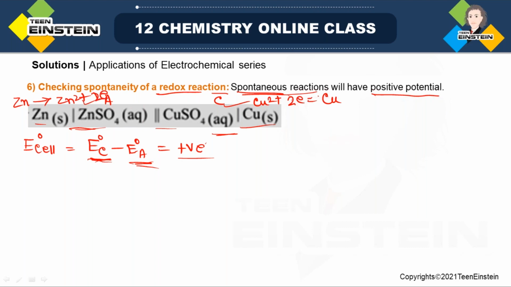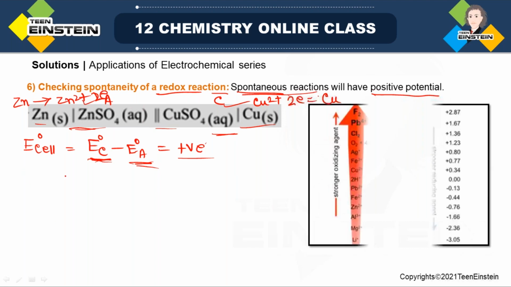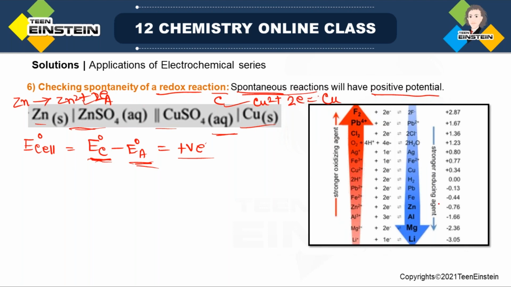Okay, so this reaction, is it possible or not, that we can predict with the help of the electrochemical series. If you look at this electrochemical series, first of all we have to find these two systems. This is the Zn2+ system, the value is minus 0.76. And for copper, the value is plus 0.34. There is a negative sign, so the negative will be cancelled, and ultimately this value will be positive. So this reaction is spontaneous, which you can predict with the help of the electrochemical series.